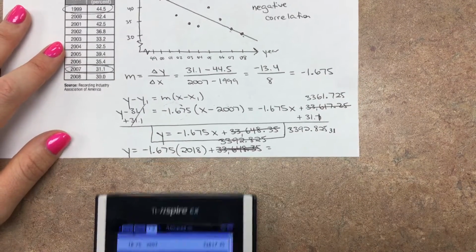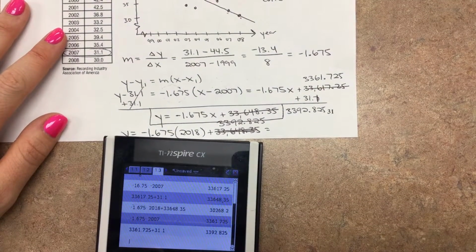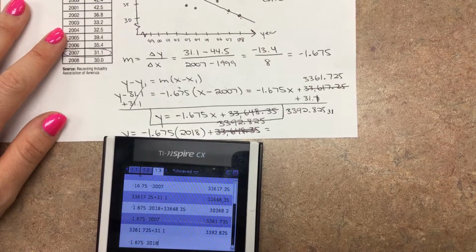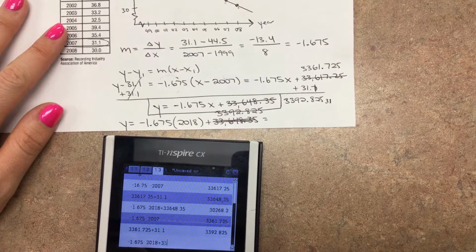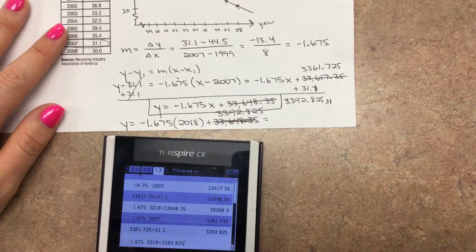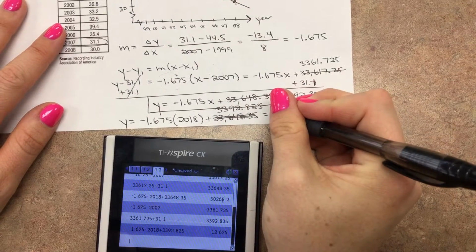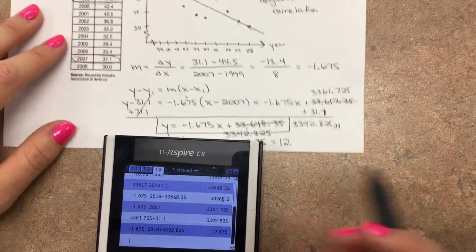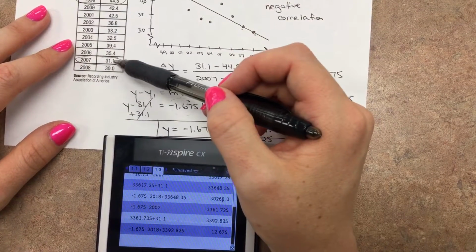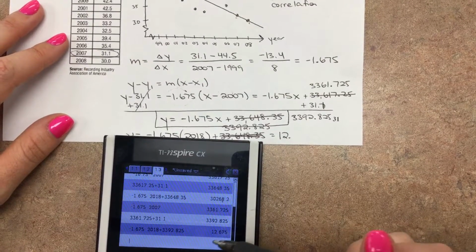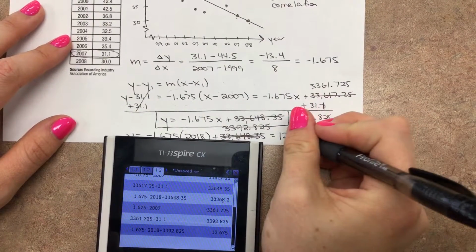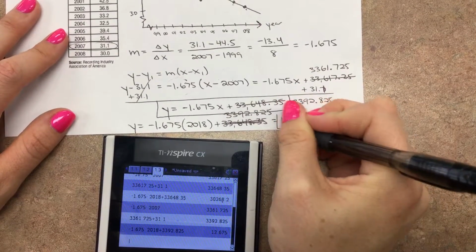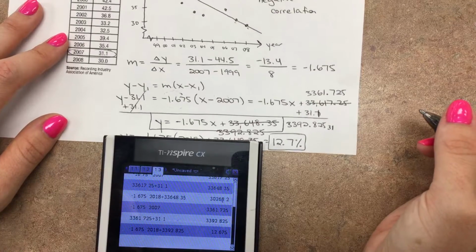Okay, so now plug that in. Let's try this one more time. We should get a value that makes more sense. So negative 1.675 times 2018, and then plus this new value, the 3392.825. Okay, so we end up with 12, and then the calculator says 0.675, but if you're looking at everything you have on the table, these only have one decimal place. So instead of 0.675, the 67 will round up to 0.7, and then that is in percent sales. So that would be our value there.